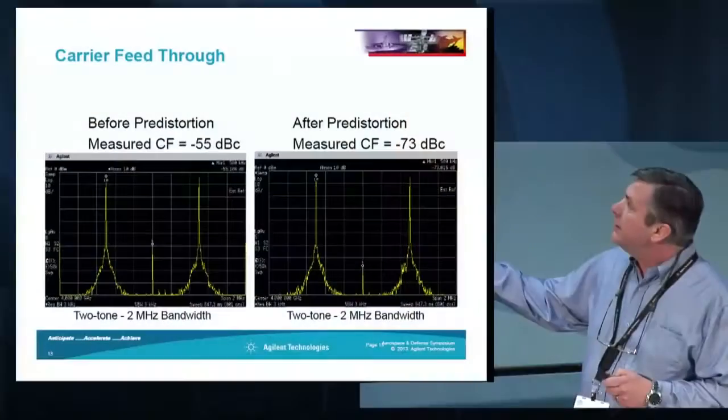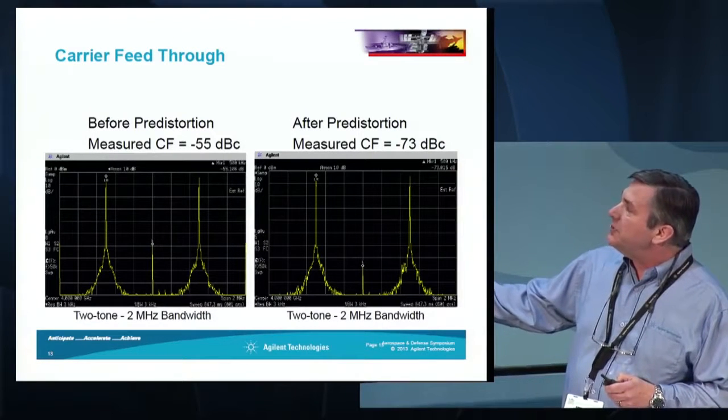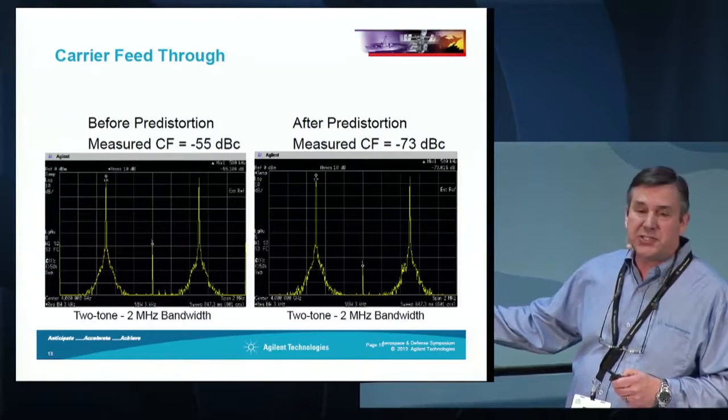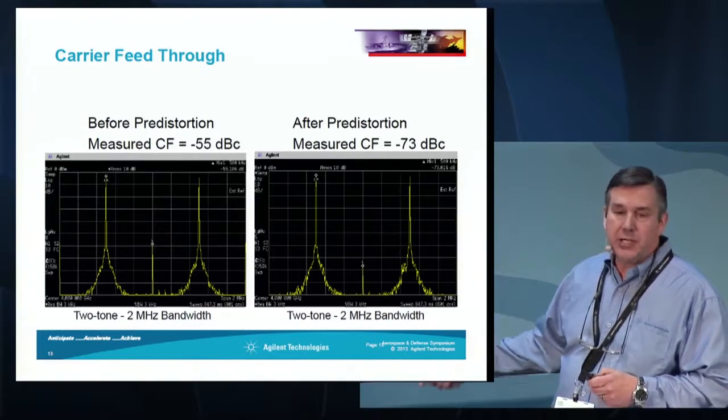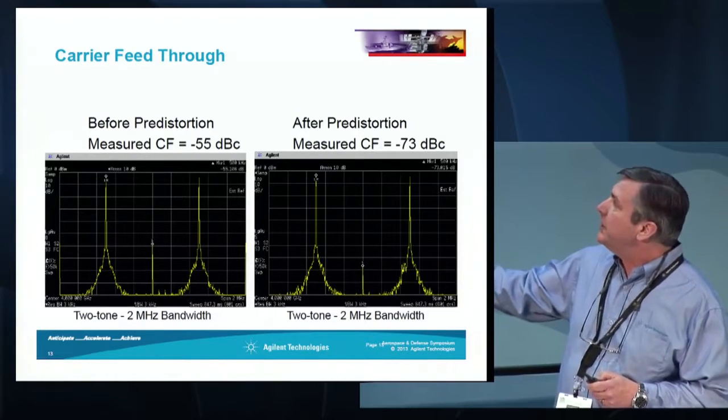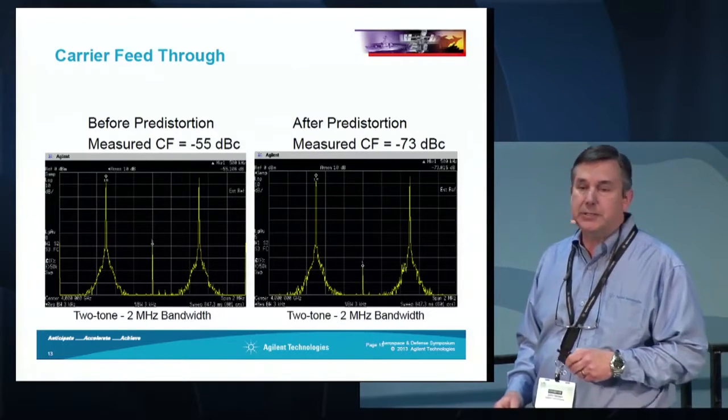So here's the effect of using a pre-distortion. Here's the minus 55 dBc LO feed through again. And if we put a tone 180 degrees out of phase with the LO, we can get it down to minus 73 dBc.